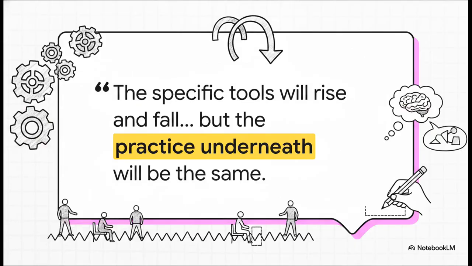I want to leave you with this really powerful thought from the source text. The specific tools will rise and fall. The version of you doing this in 5 years will look very different from the version of you finishing this lesson today, but the practice underneath will be the same. That's what fluency means. The models are inevitably going to change, but your structured judgment won't.